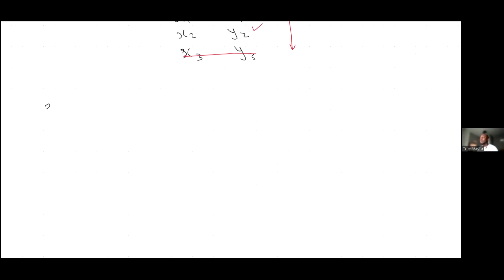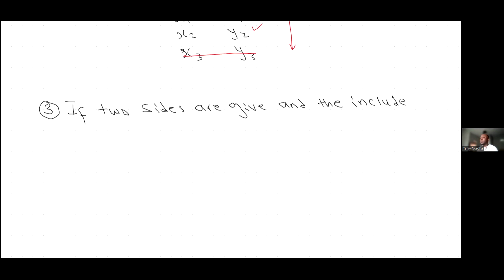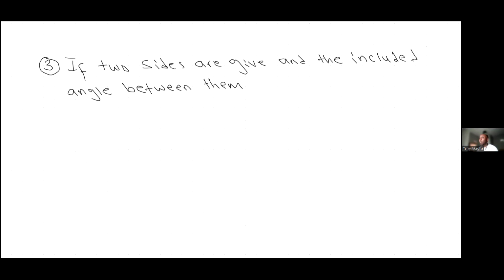In this case, if 2 sides and the included angle between them are known, so if you have the 2 sides and the included angle between them, all right, what I'm trying to say here is, for instance, we have a triangle, let's say this is A, then the side here is A, this is angle B, the side here is B, and angle C, the side here is C.